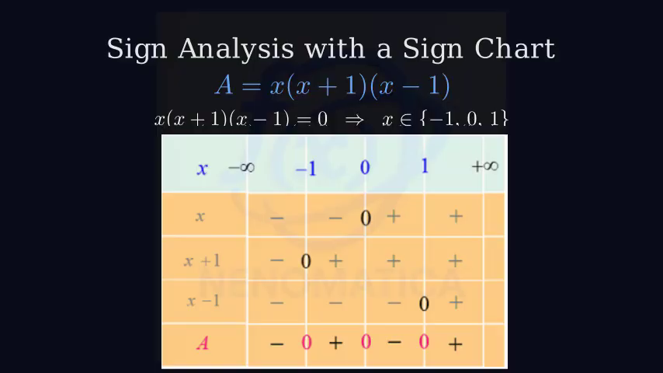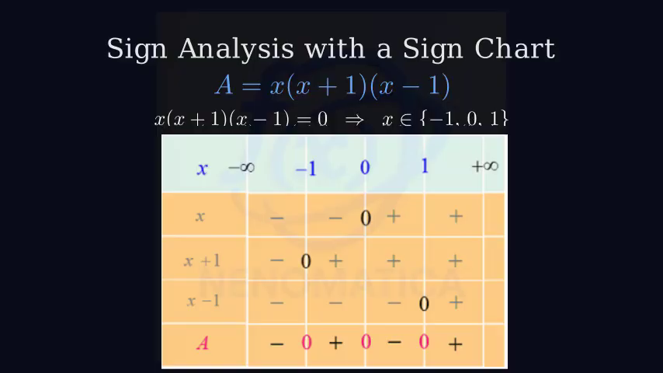Start with the factor x. It's negative to the left of 0, 0 at 0, and positive to the right of 0. Next, x plus 1 switches sign at -1. Finally, x minus 1 switches at 1.